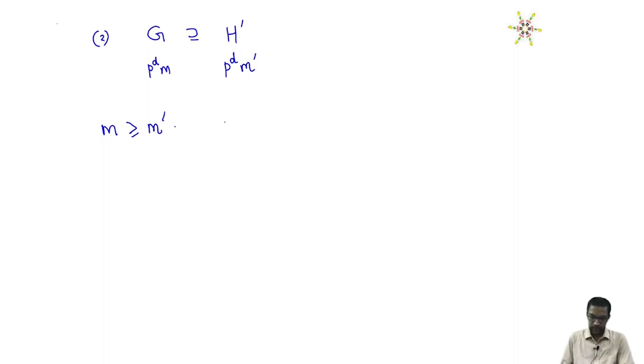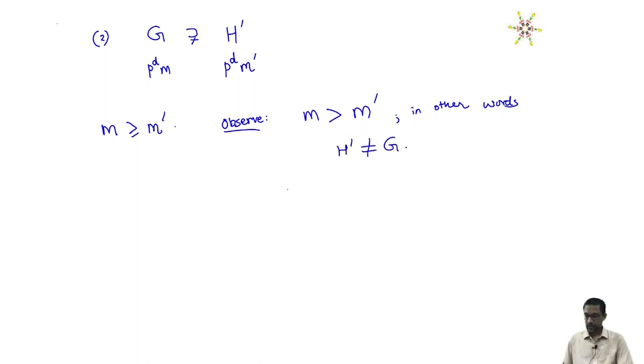But observe something more. M is actually strictly bigger than M dash. In other words, this is a proper subgroup. This is not the whole group. H dash can't be the whole thing. Why not?